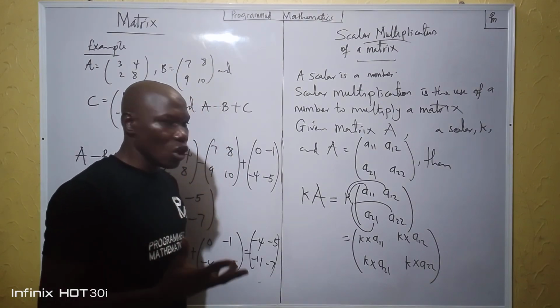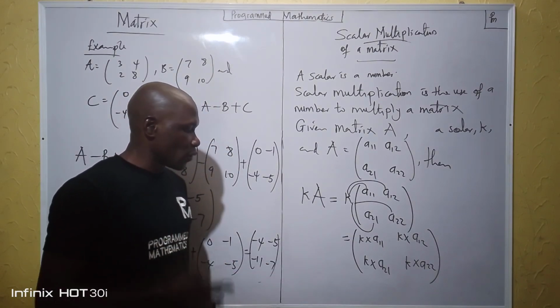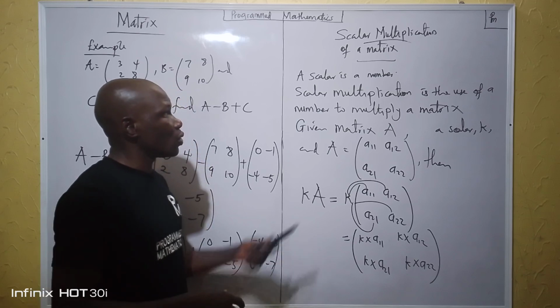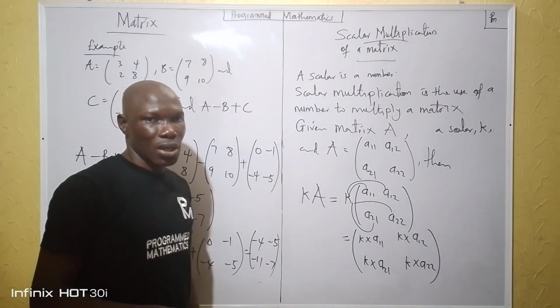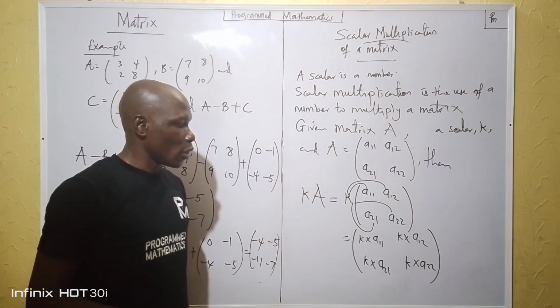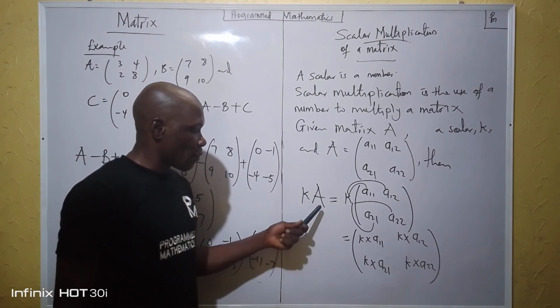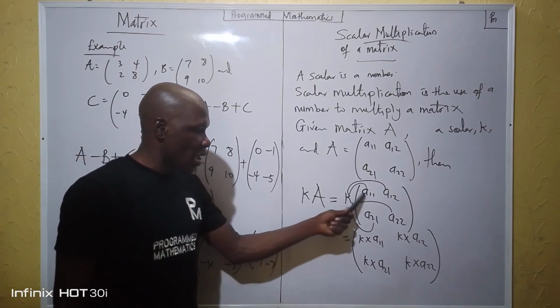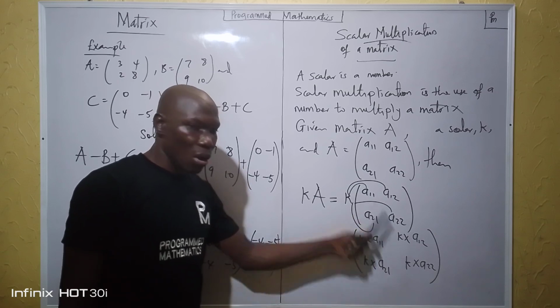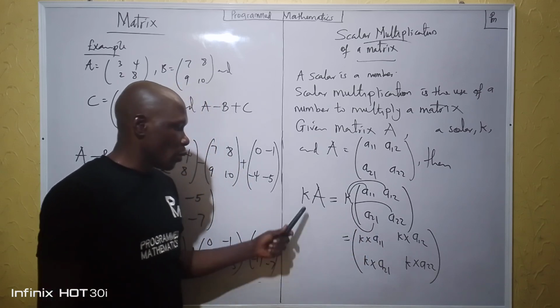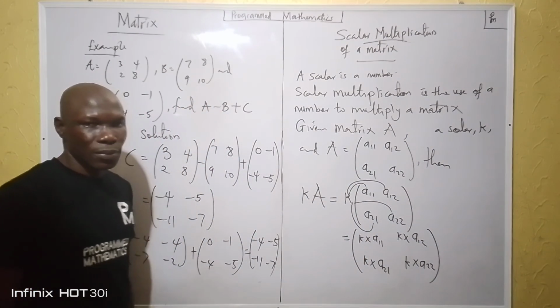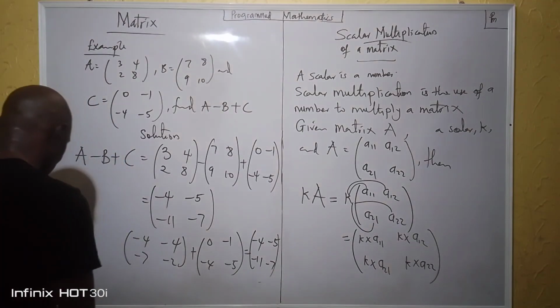So when we use a number to multiply the elements of a given matrix, what you are doing is called scalar multiplication. If you are given a number k to multiply matrix A, the k will multiply everything inside matrix A. All the elements in matrix A will be multiplied by k. Now let's take some examples on this.